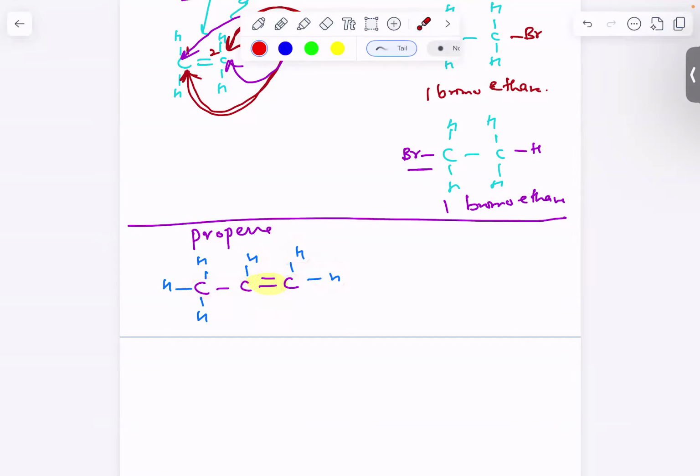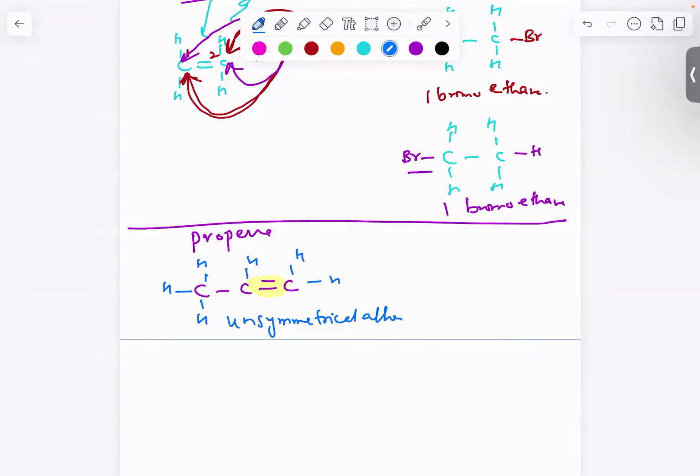So I'm going to compare it in two ways, first in terms of carbon and then in terms of hydrogen. However, let me tell you that hydrogen is going to take the preference. The very first thing we need to check is the number of hydrogen around it. So this is the double bond, this is the carbon, and this carbon is linked to two hydrogens. However, this carbon towards the other side is linked to only one hydrogen. So when this is the case, this is called an unsymmetrical alkene. Good.